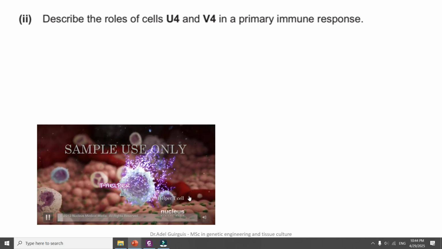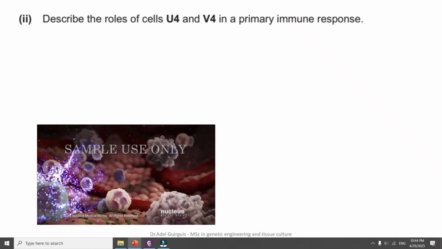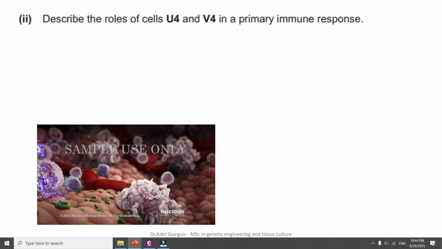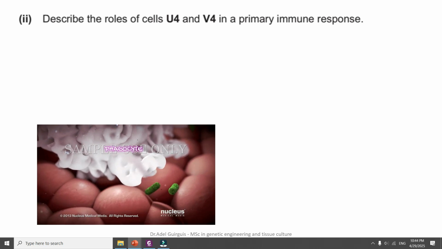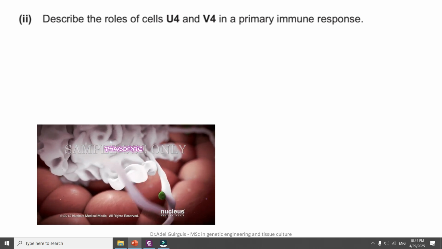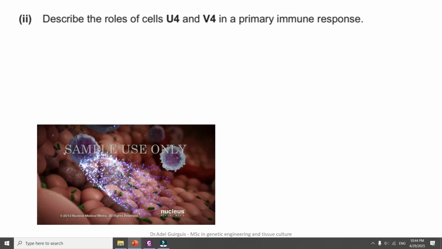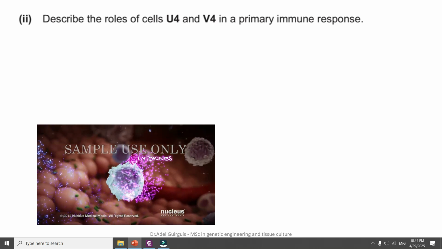T helper cell secretes cell signaling molecules called cytokines or lymphokines. These lymphokines activate other white blood cells like phagocytes and enhance phagocytosis. How come? They also trigger B lymphocytes to be at the site of infection.